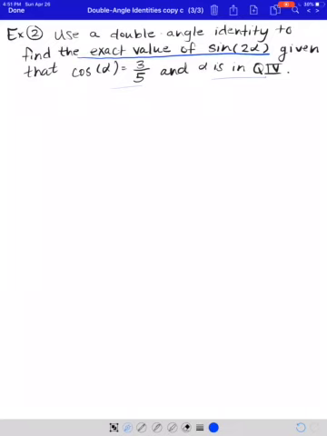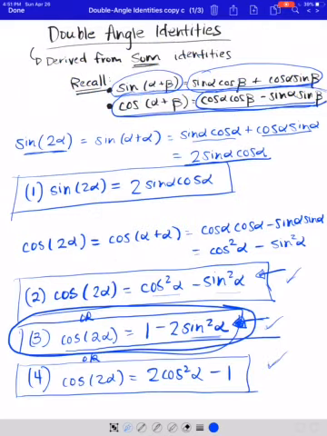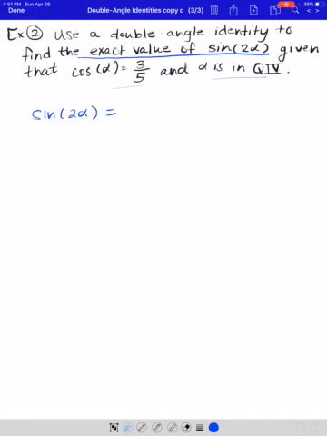So since we're trying to find the exact value of sine of 2 alpha, let's start by just writing down that identity. So let's go back to our identities. Sine of 2 alpha, and we only have one identity for this, so we have to use this one. Sine of 2 alpha is equal to 2 sine alpha cosine alpha.